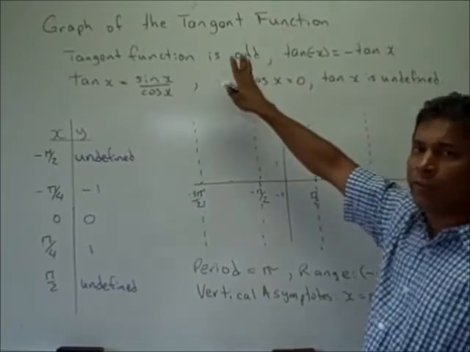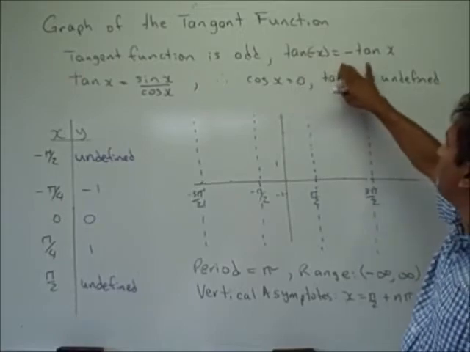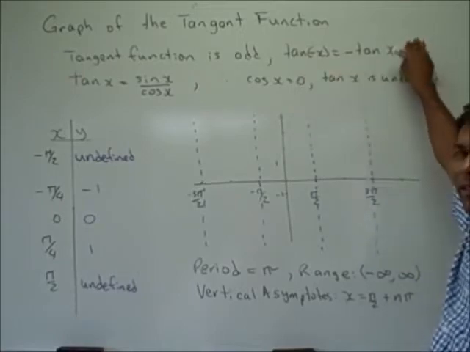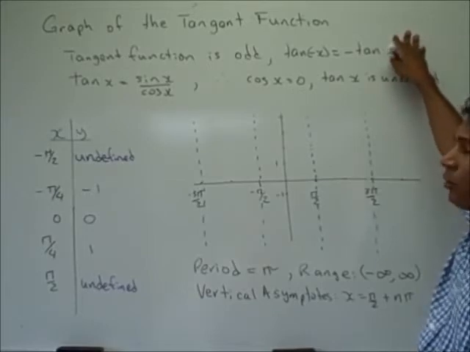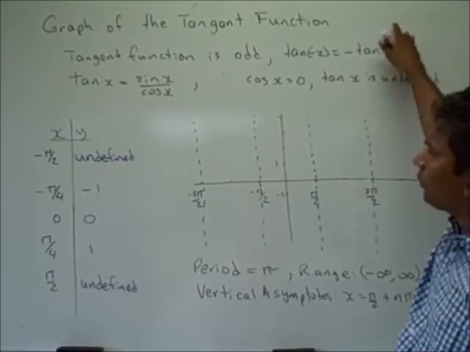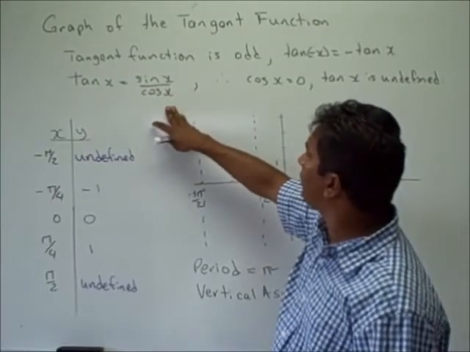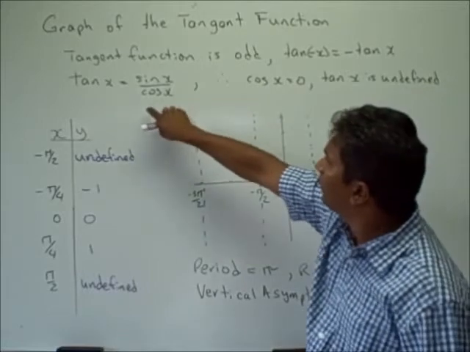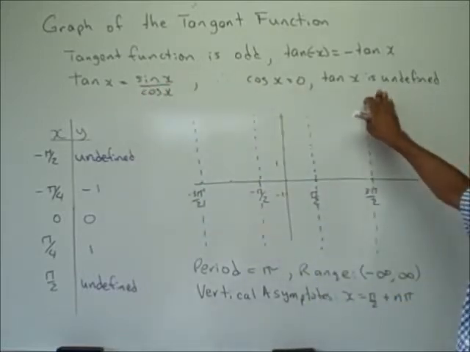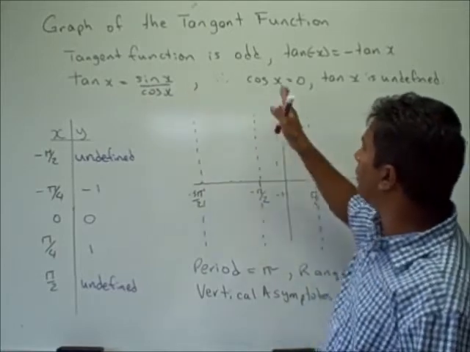We know that the tangent function is an odd function because the tan of negative x is equal to the negative tan of x. This tells us that it's symmetrical around the origin. We also know that tan of x is equal to sine of x over cosine of x. Therefore, when cosine of x is equal to 0, the tan of x is undefined. When the tan of x is undefined, what we have is a vertical asymptote.